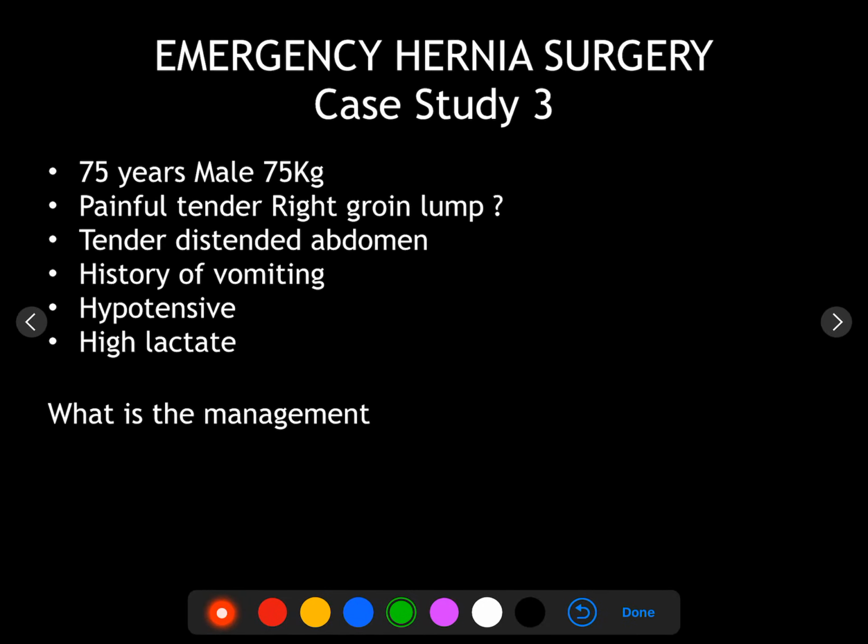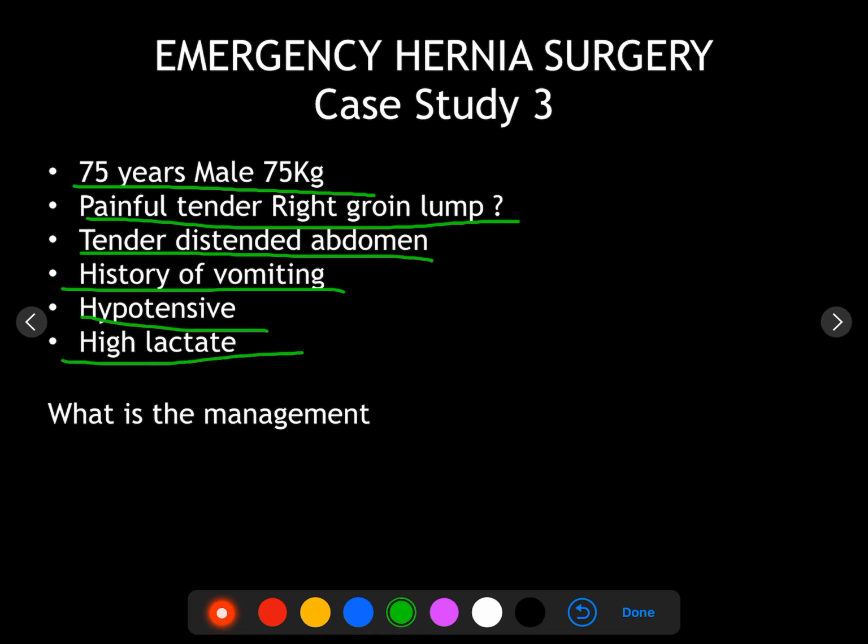الكيس الثالث 75-year male 75 kg body weight presented with painful tender right groin lump, tender distended abdomen, history of vomiting, hypotension, high lactate. What is the differential diagnosis and management?